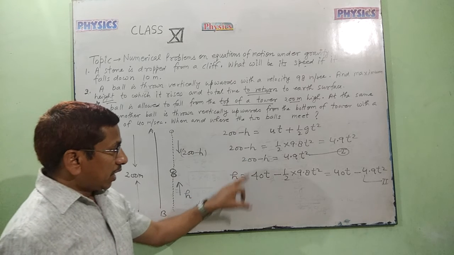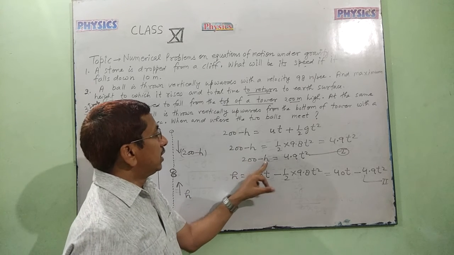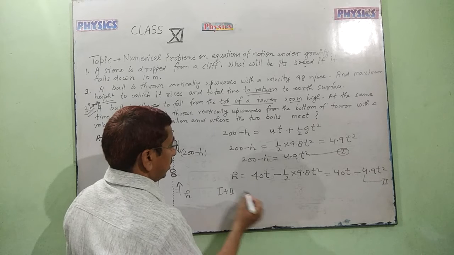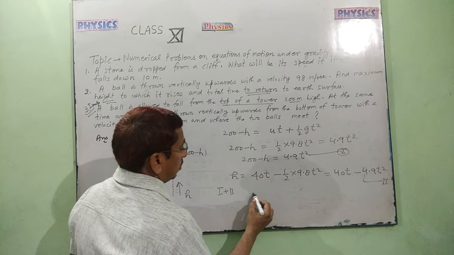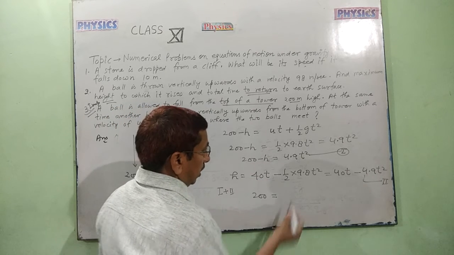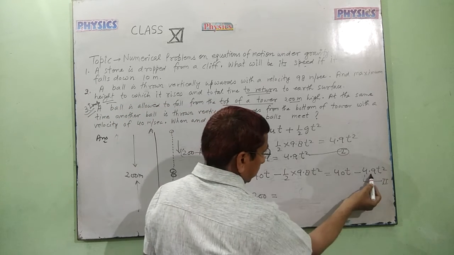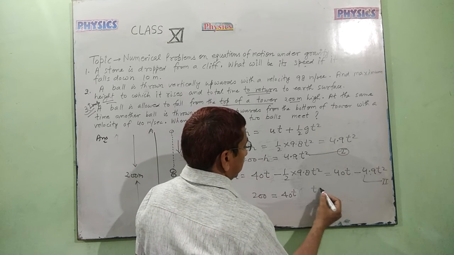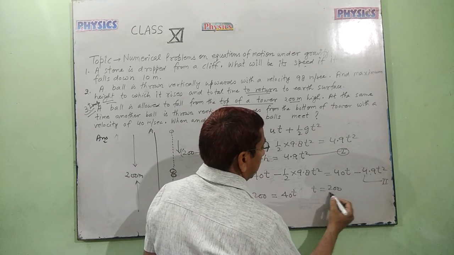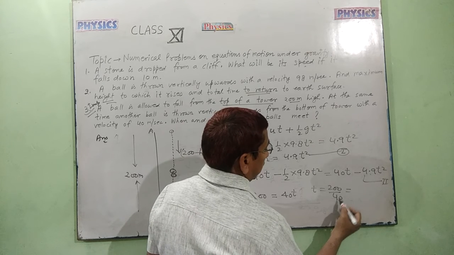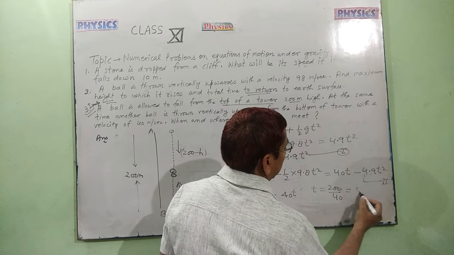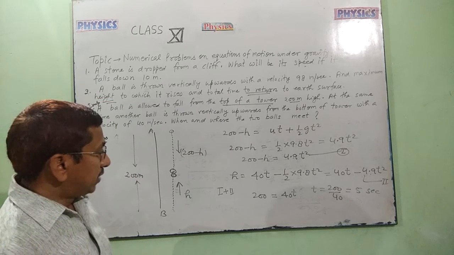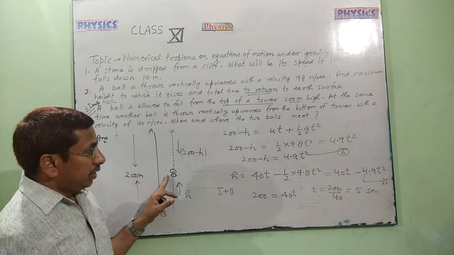On adding first and second equation, 200 minus h plus h. Now we are adding first plus second. So we get h cancel out, 200 is left. And here 4.9 t square, this one cancel out, this is 40t. So t is equal to 200 upon 40. This is 5 seconds. So time is 5 seconds here. It means these two balls will meet in 5 seconds.